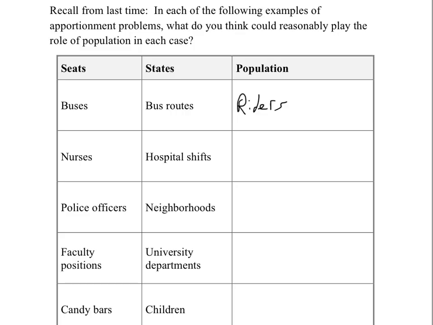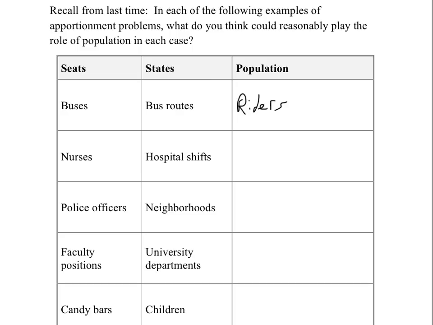Now, just to clarify, because students often get confused about this, what's the relationship between seats and states? So exactly which is which in a typical example. Why is it the buses are the seats and the routes are the states instead of the other way around? Because each bus is apportioned to one route. One route can receive many buses, just as one American state can receive many congressional districts, but each seat goes to one and only one state. And so they're not playing the same role here.